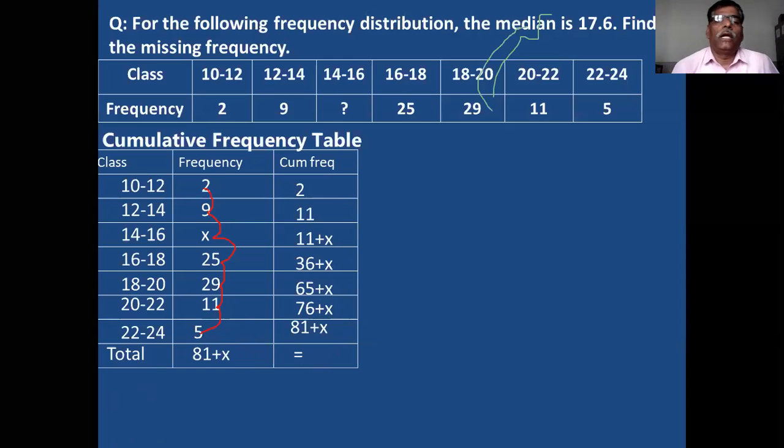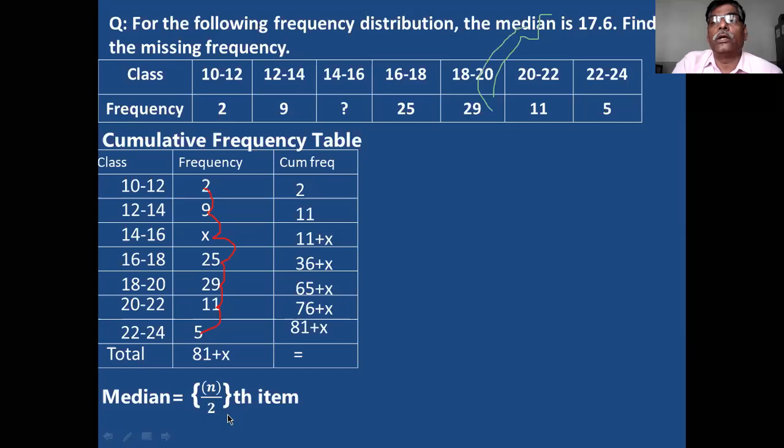The next step is to find the median class. In general, we find the median class on the basis of n divided by 2. But here n is unknown, not clearly known. Therefore, the median class is to be fixed on the basis of the median given in the problem. The median in the problem is 17.6. The class in which this median comes is called the median class. Median is always in the median class.